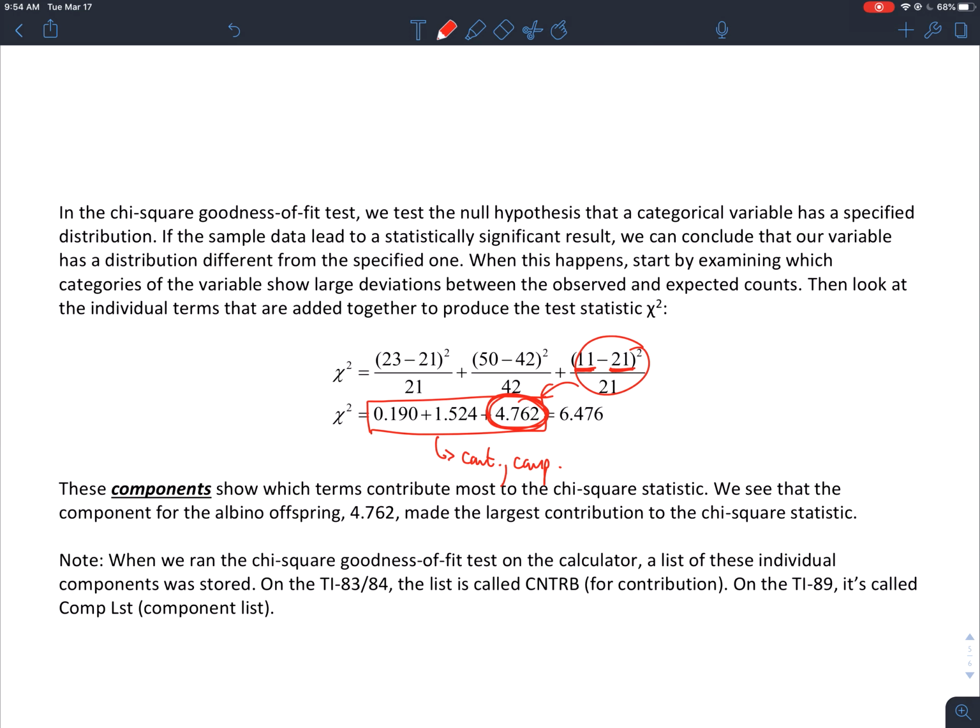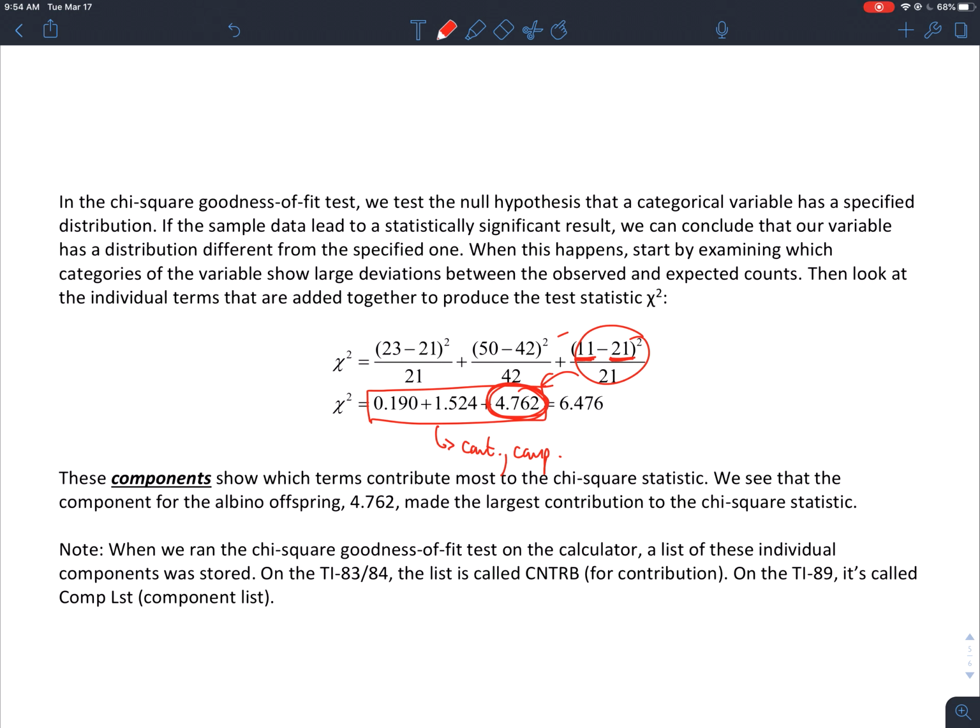So if I want to do some follow-up analysis, which is something we'll talk about next section, if I want to do follow-up analysis and do further investigation, I would go and see what's going on with the big difference with albino plants. Okay? So they're called components or contributions, those numbers. And I showed you in the calculator tutorial that you can see those when you do your test.